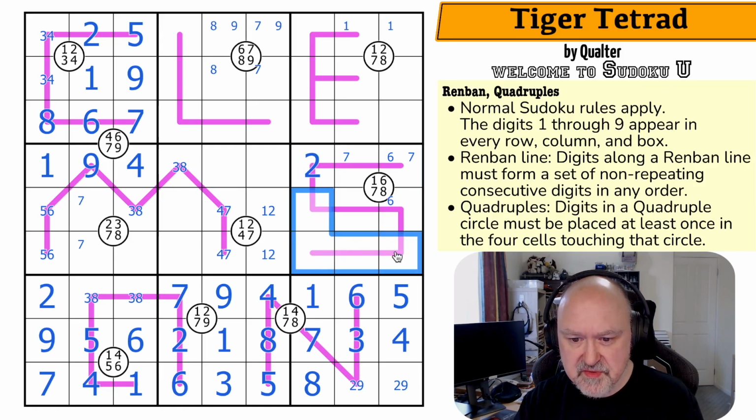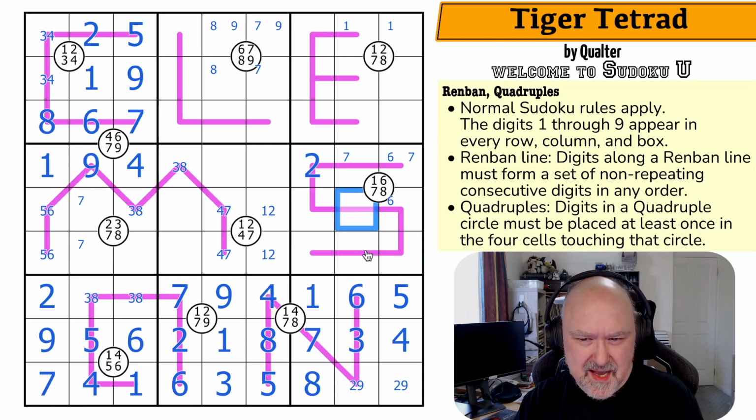In fact, these digits are quite restricted, but I don't like... I mean, some puzzles you need to do that, but... So this can't be 6 or 7. So it's 1 or 8.